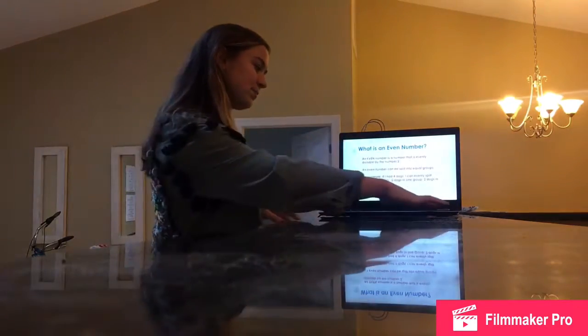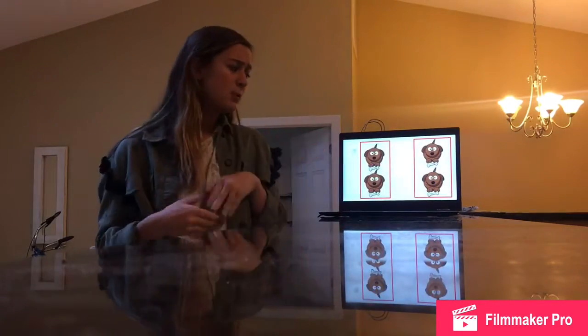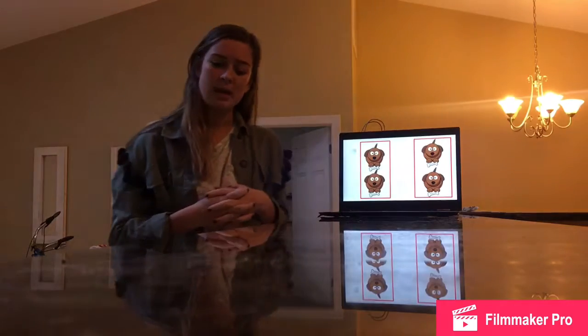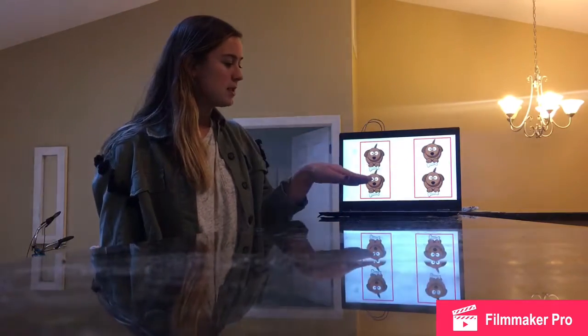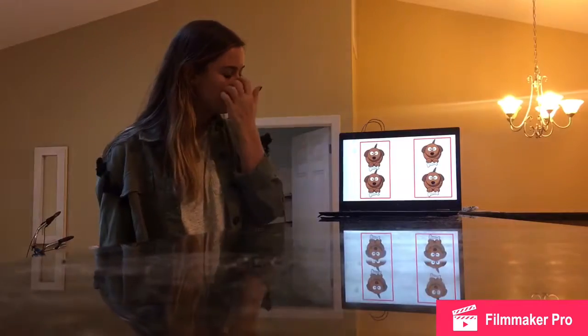Yes, because if 5 was evenly split up into groups, we would have 2 in one group and 2 in the other group, and 1 would be left over. Is 4 an even number? Yes, because you can have 2 equally in one group and 2 equally in the other. For example, right here, we have 4 dogs. Can anyone tell me how many groups 4 dogs would go into? Yes, 2. So you have 2 groups, and you have 2 dogs in each group.